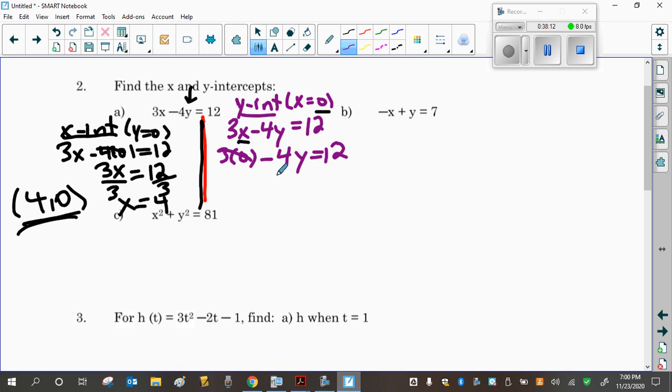This is -4y. So when I have -4 times y, I divide by the number in front of y, including the sign. I need the 4's to cancel and the negative signs to cancel. So y equals -3, and this y-intercept is 0, -3.